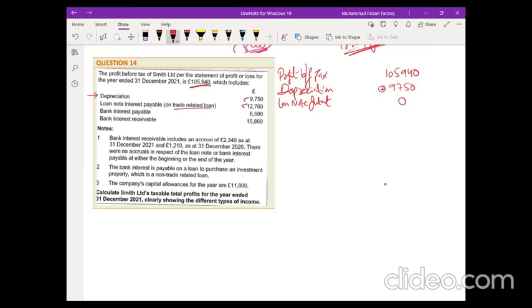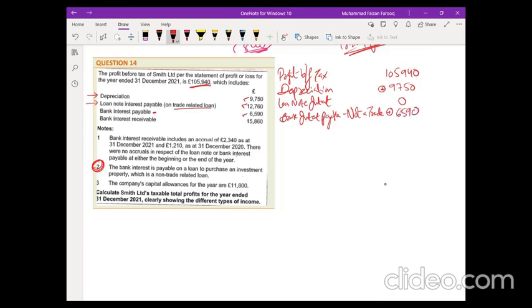Then we have bank interest payable. Is it trade related or not trade related? What do you think? It's non-trade related. So, not trade related, should it be deducted or added back like depreciation? It's a not allowed expense. How much? 6,000.